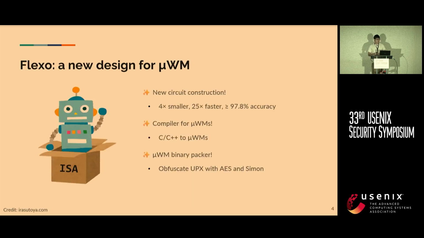This motivates us to propose Flexo, a new design for microarchitectural weird machines. Our new circuit construction significantly improves the scalability, and our compiler makes it much easier to create new weird machines. With these improvements, we are now able to obfuscate real-world programs such as the UPX packer. In the rest of this talk, I will first give a brief overview of weird computation and then move on to our Flexo weird machines.